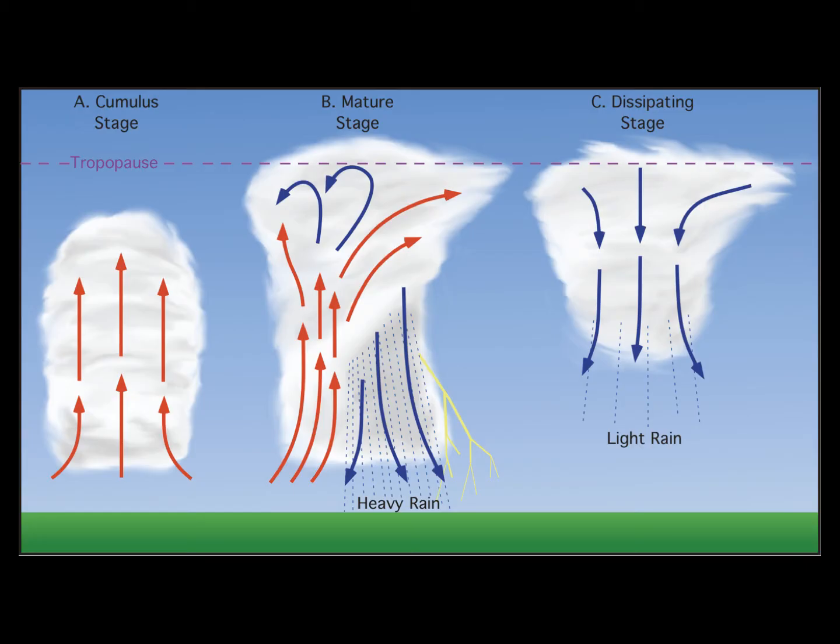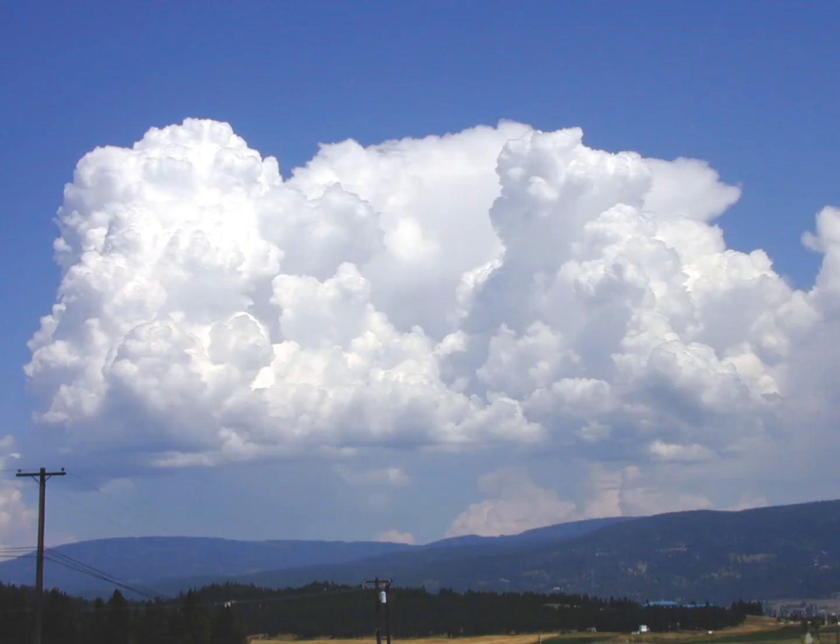So there we have the cumulus stage on the left. Here's a picture of some cumulus clouds developing in the vertical over Kelowna. So we can see they're more than just simple cumulus clouds. They do have some vertical development to them. They need to develop a little bit more in the vertical in order to be classified as a cumulonimbus cloud or a thunderstorm cloud.